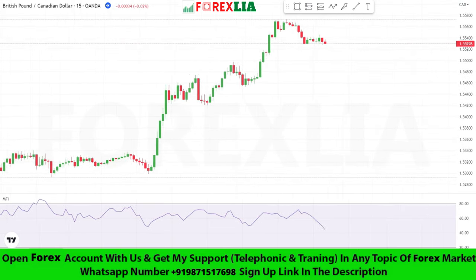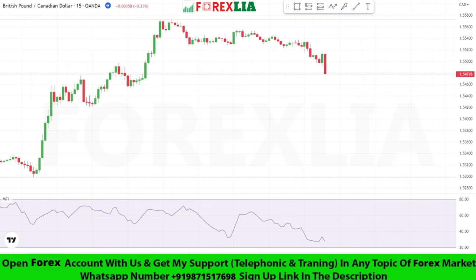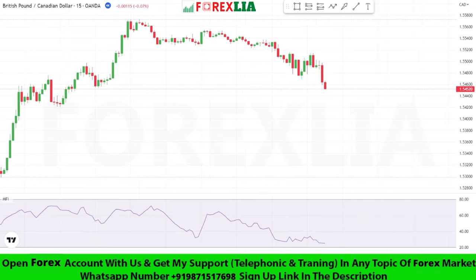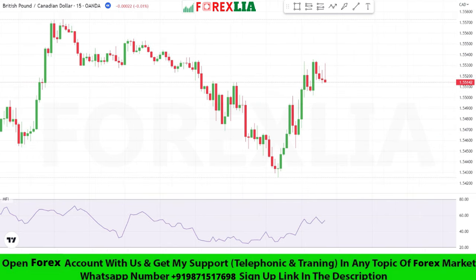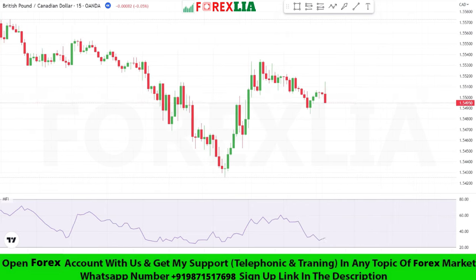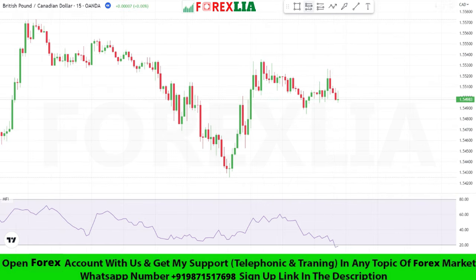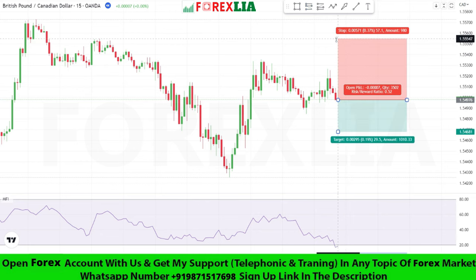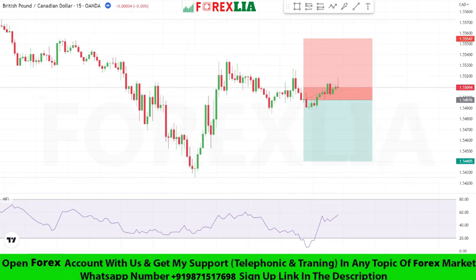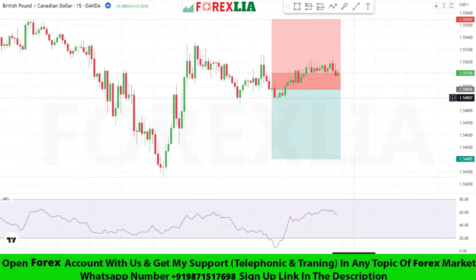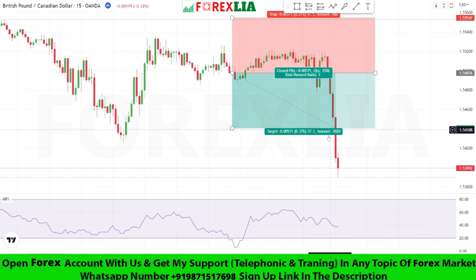If the money flow index indicator crosses the 30 level line downward, then we take a sell trade. Here is the sell signal confirmation. We take a sell trade here. Set the stop loss at the previous high point. Set the profit target at 1:1. We won this trade.